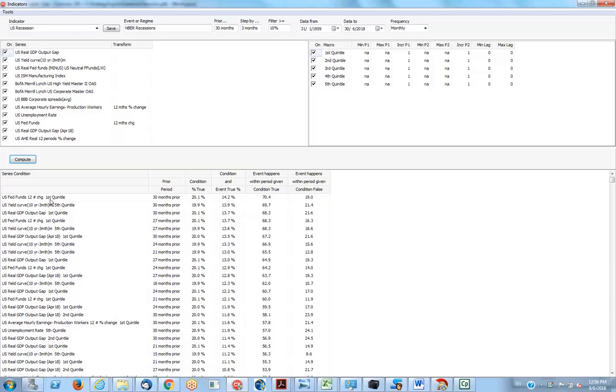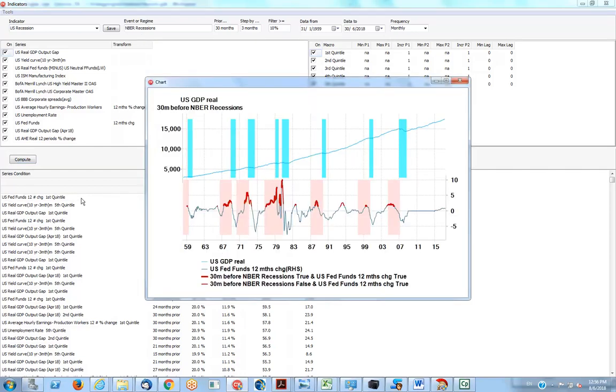So when the Fed funds rate is increasing at a fairly rapid pace over a 12-month period, what this has found is that 70% of the time, the event being US recession has occurred within a 30-month time period. So if we look at that graphically, we can see the top part of the chart, shaded areas are for the recessions. That's the GDP line there. And below, the pink area is the 30 months prior to those recessions, and the bold red parts are the periods where Fed funds rate is increasing at a first quintile pace. So it has been a pretty good indicator, as we can see here.